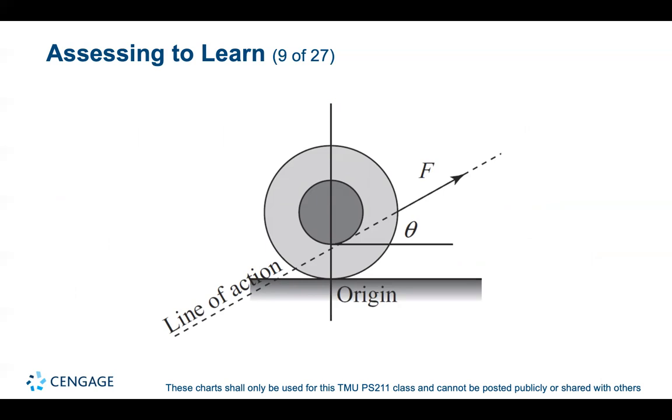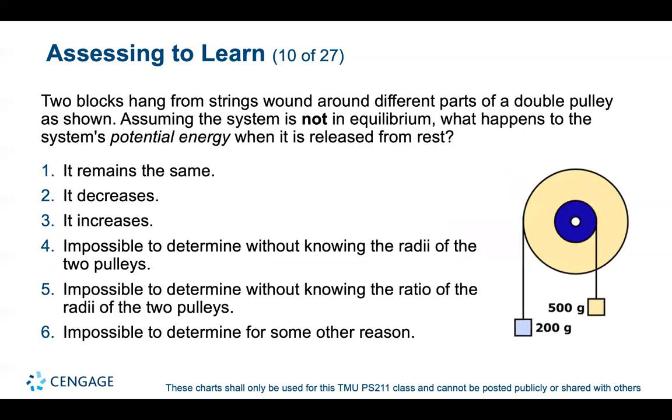Okay, so here we have a coordinate system and some information to help us with the following questions. Two blocks hang from strings wound around different parts of a double pulley as shown. Assuming the system is not in equilibrium, what happens to the system's potential energy when it is released from rest? And the answer is it decreases.